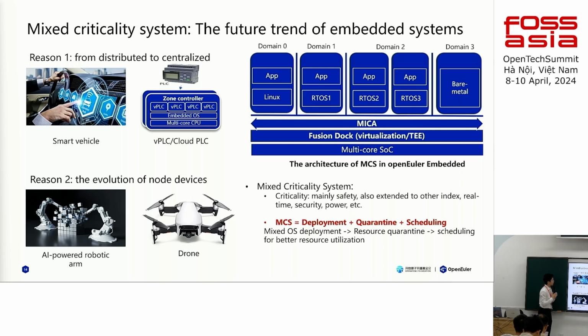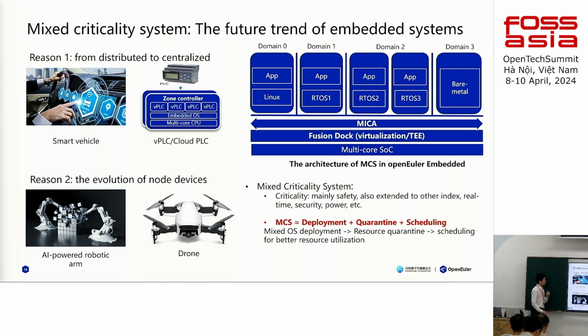And we believe it's the future trend of embedded systems because of two reasons. From the server side, the hardware is evolving from distributed to centralized. For example, the ECUs in automotive vehicles can only do very simple tasks, but nowadays they are evolving into zone controllers to control a large area of hardware. So we need more complex software to do the control.